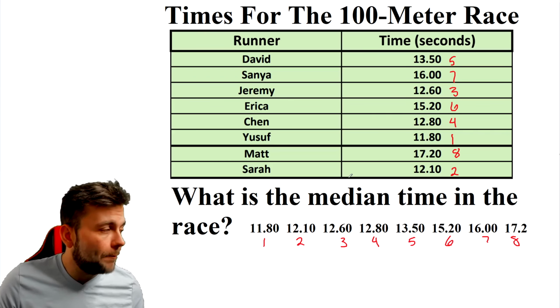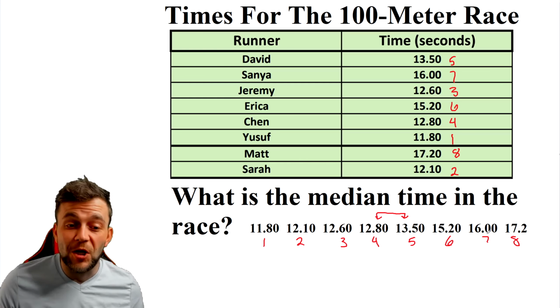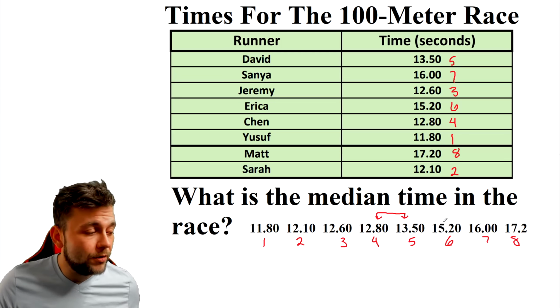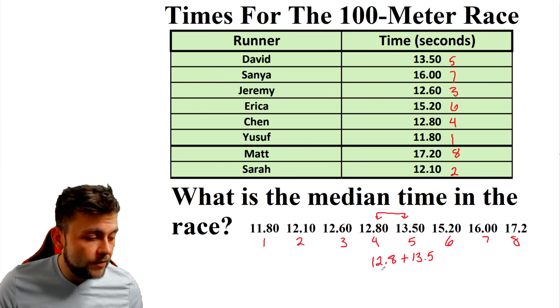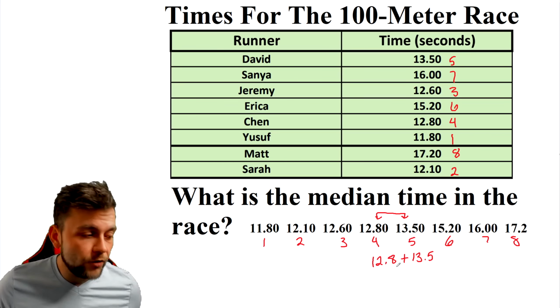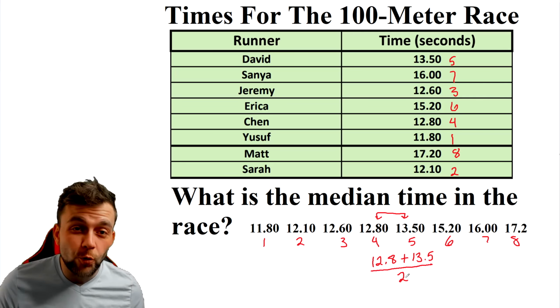So our middle number, our median, should be between 12.8 and 13.5. We have an even number of numbers in our data set. So how do we resolve this? Now, you remember, we have to add these two numbers together. So it is 12.8 plus 13.5. And so we have to take the average of the two. So we divide by the numbers that we're adding together. So we have two of them.